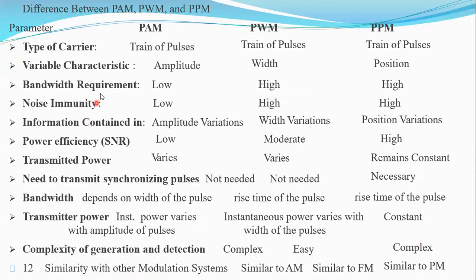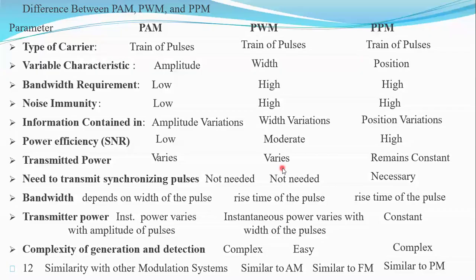So what are these three different types of analog pulse modulation techniques compared to? This is very much simpler. That means pulse amplitude modulation is very much similar to amplitude modulation, pulse width modulation is very much similar to frequency modulation, and pulse position modulation is similar to phase modulation. So these are the comparisons between pulse amplitude modulation, pulse width modulation, and pulse position modulation.